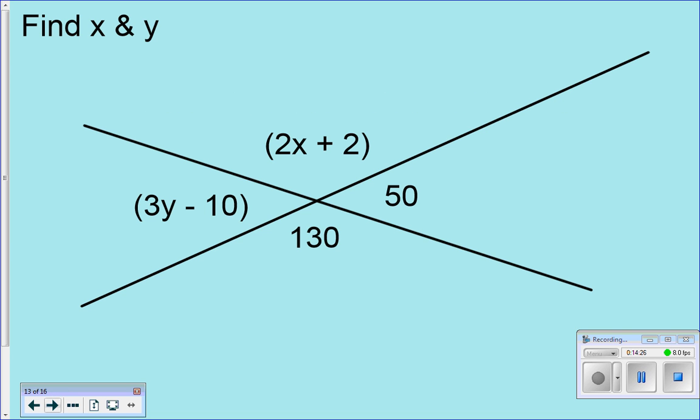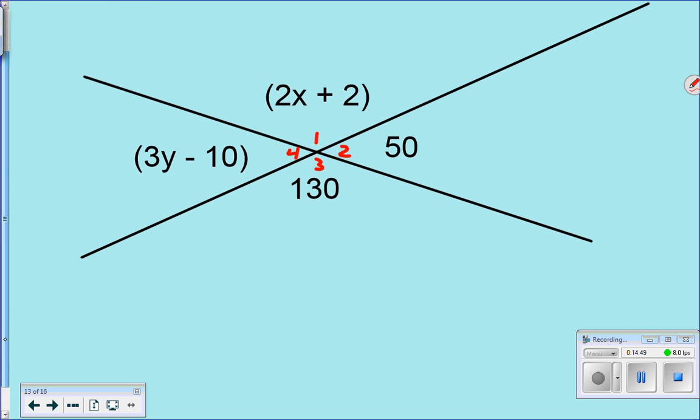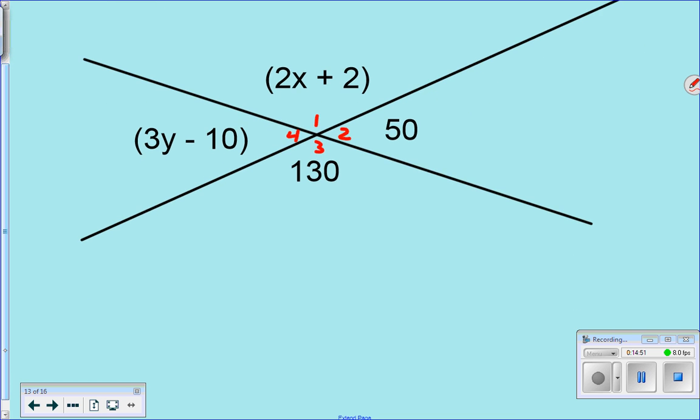Okay, this looks confusing, but it's not. Let's pretend this is angle 1, 2, 3, and 4. Our job is to find x and y. You might be looking at me like I'm crazy, but guess what? You already know how to do this because you already solved equations, and that's what this is going to be. All right, so get it written down, copy it down, and then we'll solve it together here.